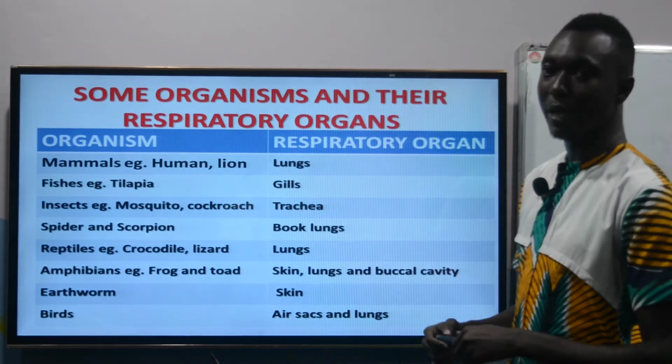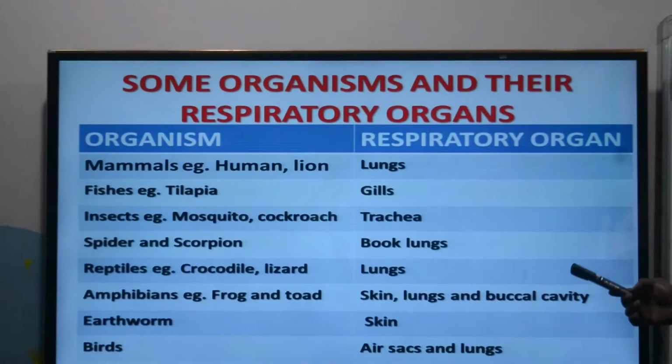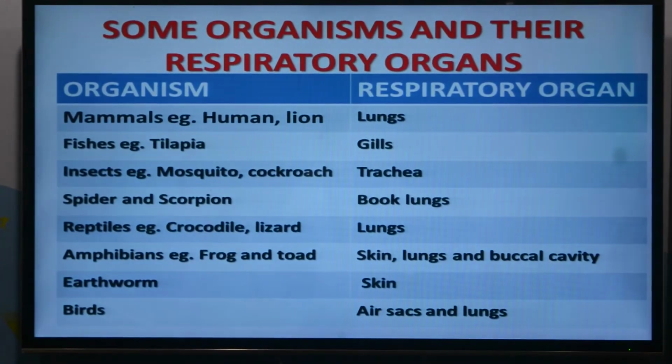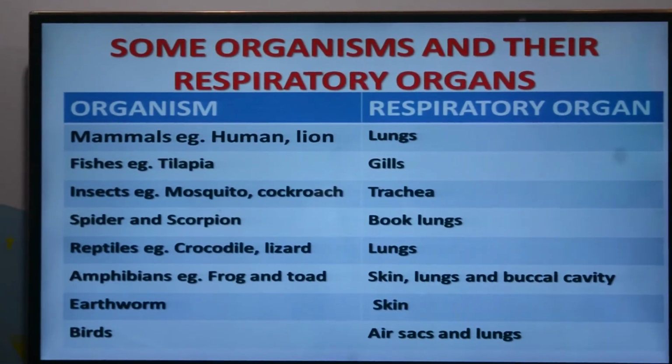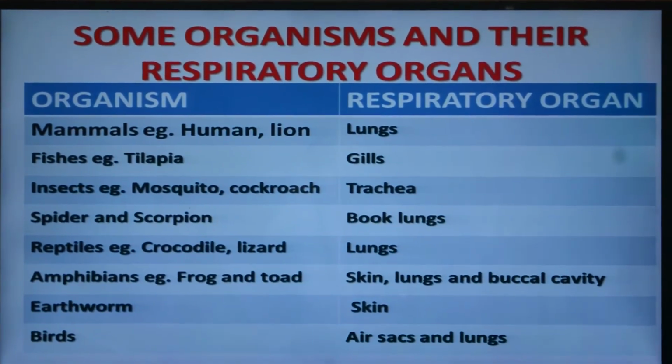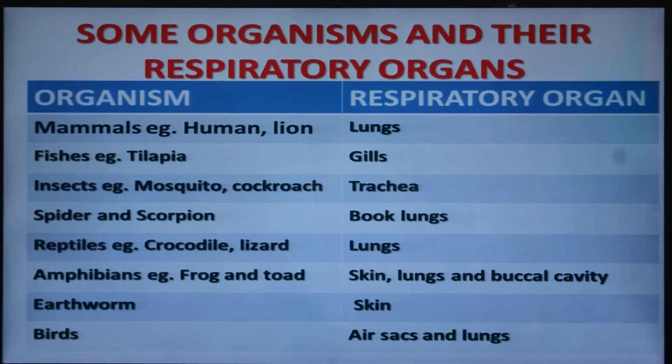Fishes like tilapia also have gills just to help them respirate. Insects like mosquito and cockroach also have trachea to help them in respiration. Spider and scorpion have book lungs. You see, this is one of my favorite respiratory organs, book lungs. Reptiles like crocodile and lizard also make use of their lungs.